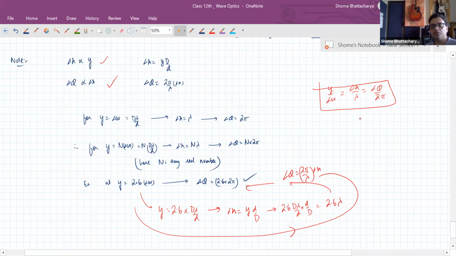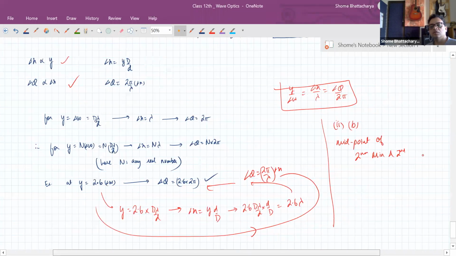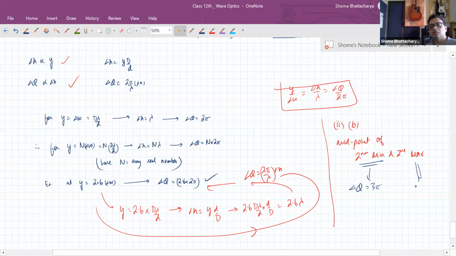So this is a very effective way. For example, the second question's B part, we want the midpoint of second minima and second maxima. So you can directly understand that at the second minima, my phase difference is going to be how much? It's going to be 3 pi. And at second maxima, my phase difference is going to be how much? It's going to be 4 pi.